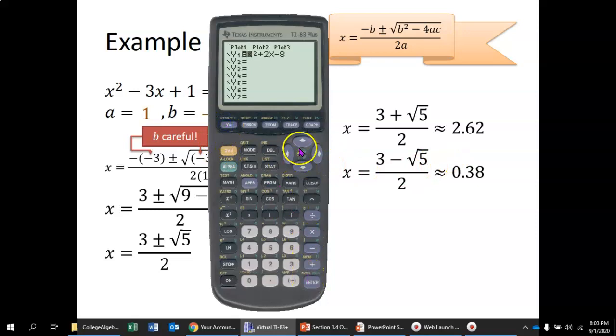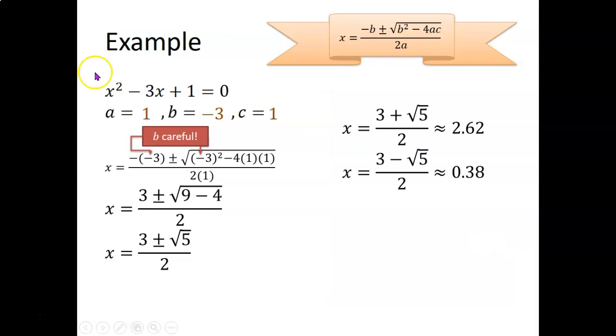And then, whoops, that's not what I meant to do. I meant to press second and the enter button, which is entry. So get my last entry back, and then go in and change the plus to a minus, and it's about 0.38. So the decimal approximations, the numbers that work here are approximately 2.62 and 0.38.